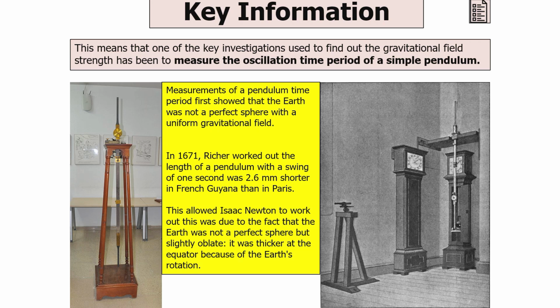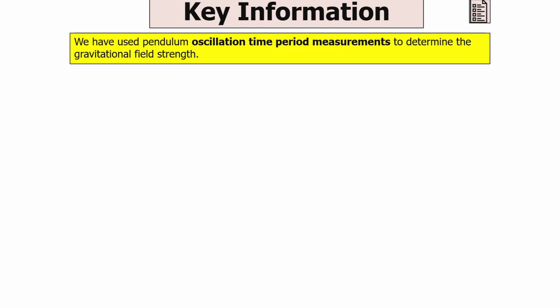So this allowed Isaac Newton to work out this was due to the fact the Earth was not a perfect sphere, but slightly oblate. It was thicker at the equator because of the Earth's rotation. So we have used pendulum oscillation period measurements to determine the gravitational field strength.